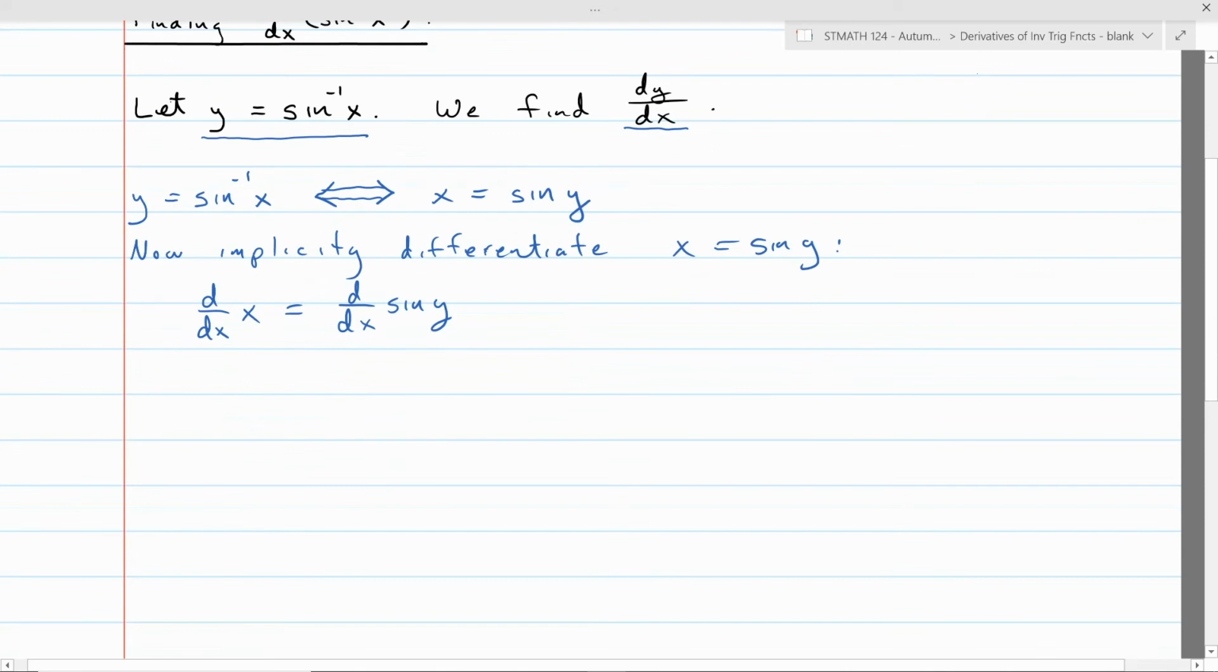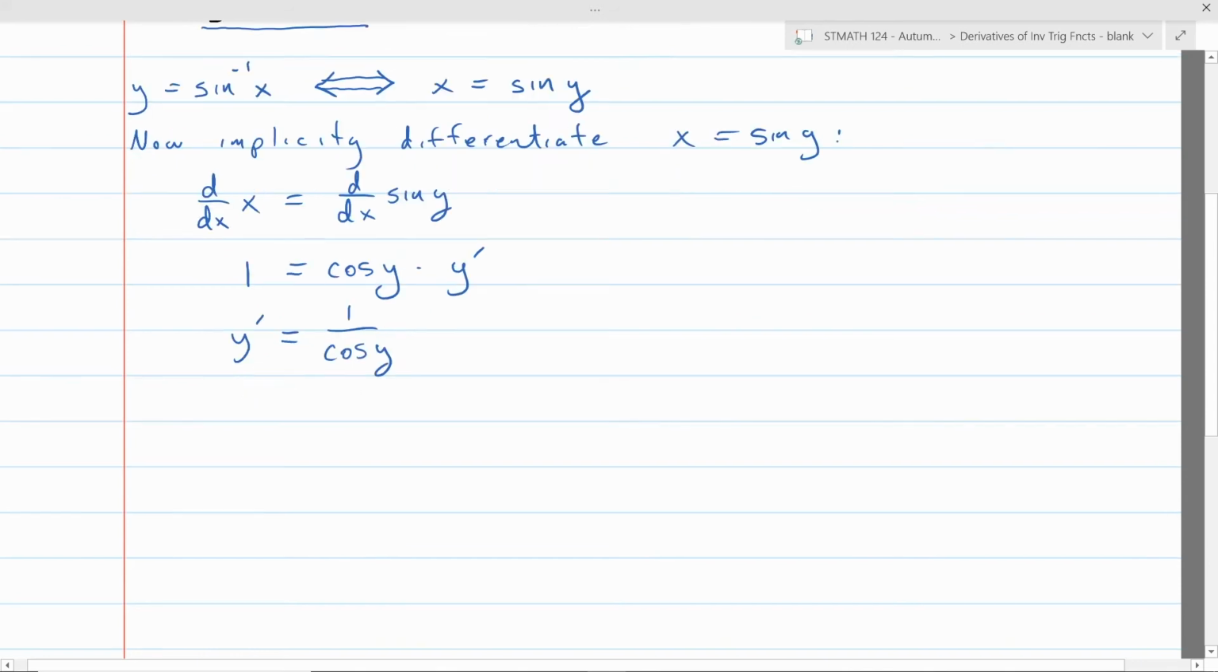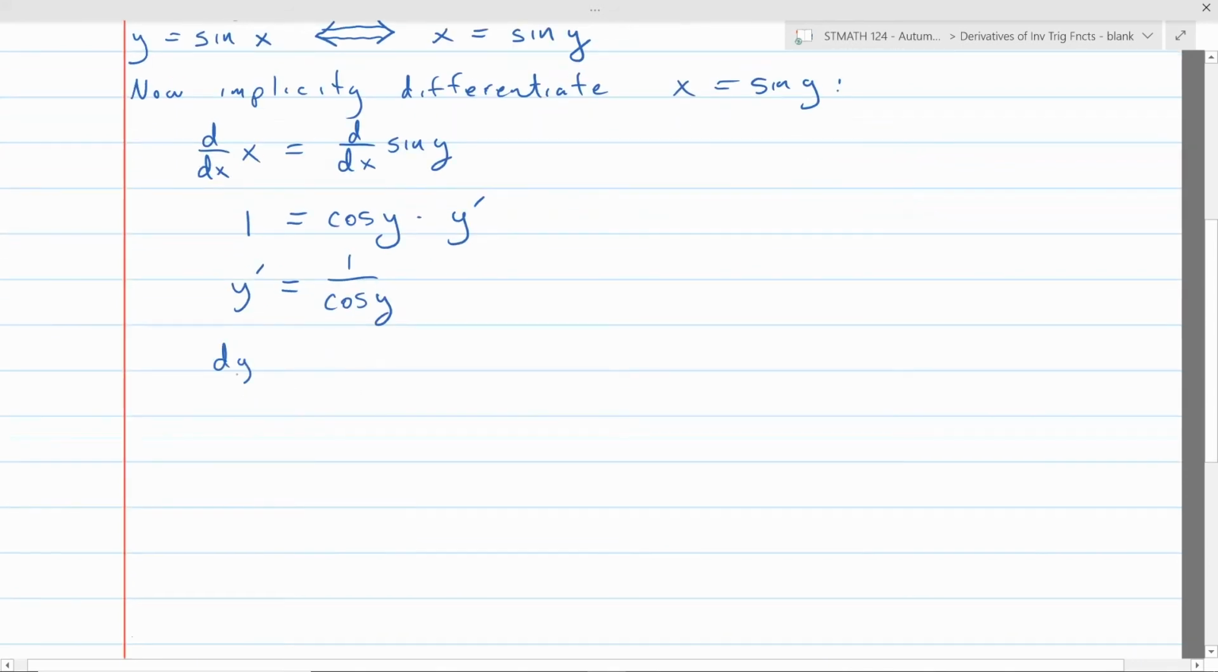On the left-hand side of that equation, you just get 1. On the right-hand side, you're differentiating something that has a y in it. So the derivative of sine of y would be cosine of y, but then you have to multiply times y prime according to the chain rule. Then you can take that equation and solve for y prime, and you'd get y prime equals 1 over cosine of y. In other words, dy/dx equals 1 over cosine of y.